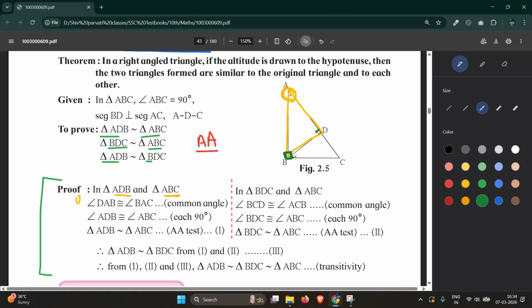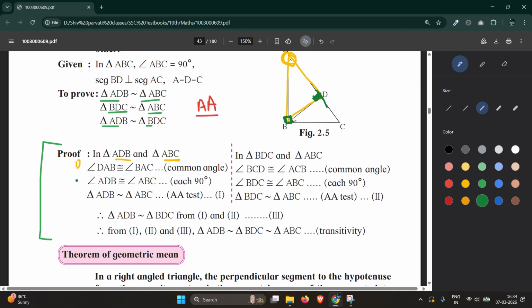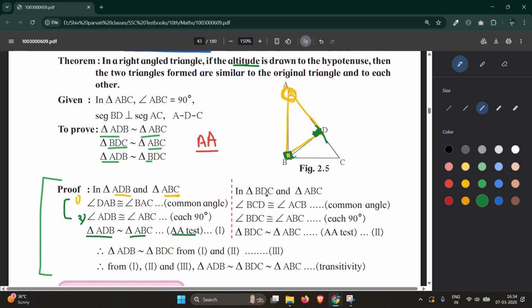And this new triangle also has a 90-degree angle right over here because we have created an altitude. And altitudes are supposed to be perpendicular. So we have a 90-degree angle over here as well. So both of these triangles have a 90-degree angle. So therefore, we have two angles which are common in two triangles, and then we can say using the AA test that these two triangles are similar to each other.